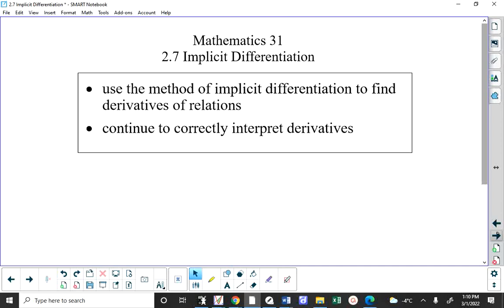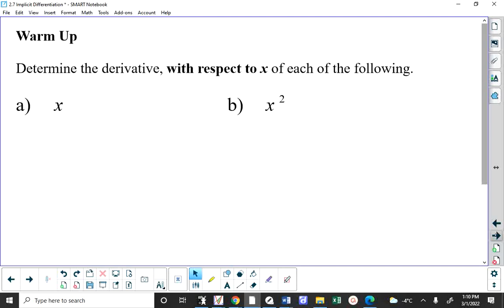Continue to correctly interpret derivatives as being a method that you can use to find the slope. So we're going to start off with some very, very basic things. Everything we are differentiating with respect to so far, and will continue to be this way for a while, is x. In a couple weeks, we'll be dealing with differentiating with respect to other variables.